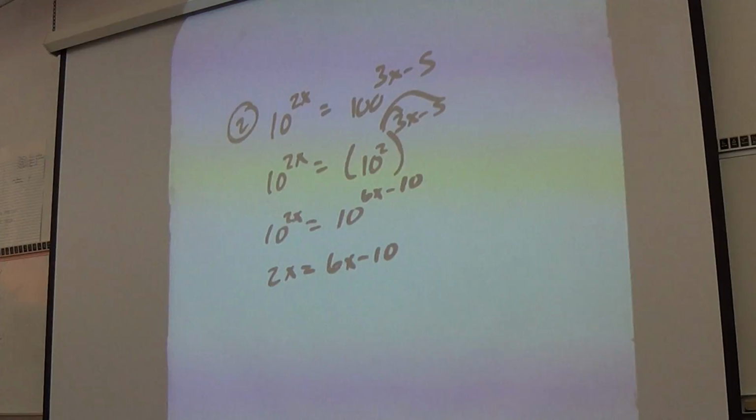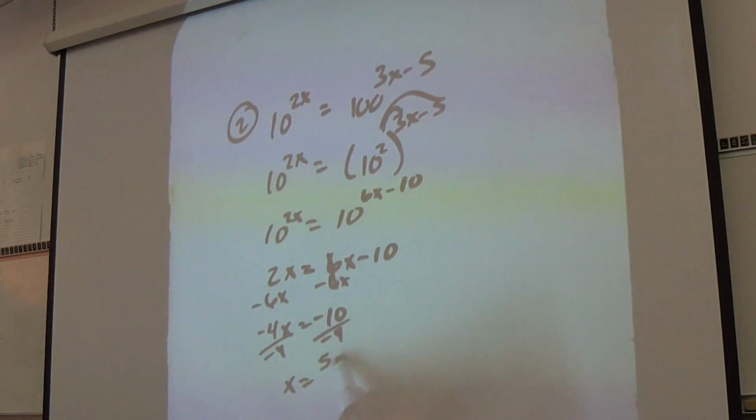All right, so then from here, how do I solve it? Minus the 6x. Minus the 6x. Gives me a negative 4x equals negative 10. How do I go from here? Divide negative 4 by negative 10. I can reduce that, and I get 5 halves for my answer there. Questions on that one?